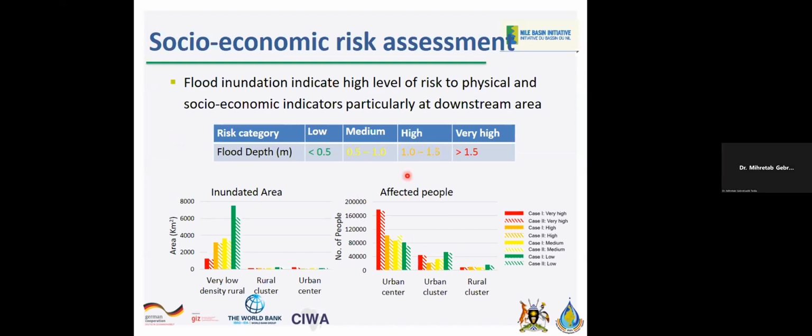Okay, so for socioeconomic impact analysis, we classify the hazard into 4 levels for risk category, depending on their depths of inundation. And we use the global human settlement layer to identify the inundation levels. And for the inundated area in the downstream area, the rural area was higher, and also for up to 0.5 meter, and affected people in urban areas were found to be higher for both cases.